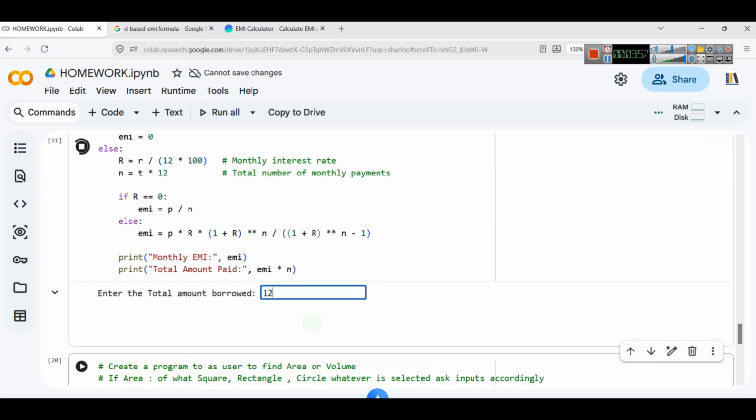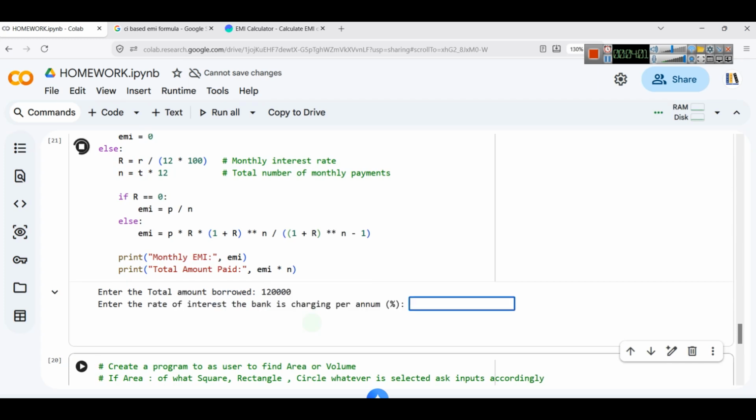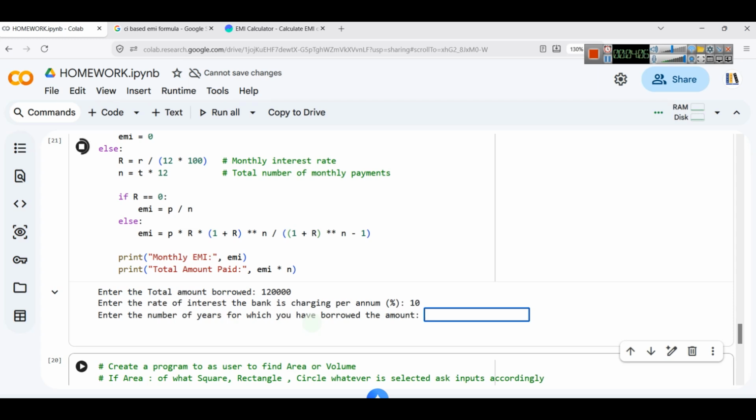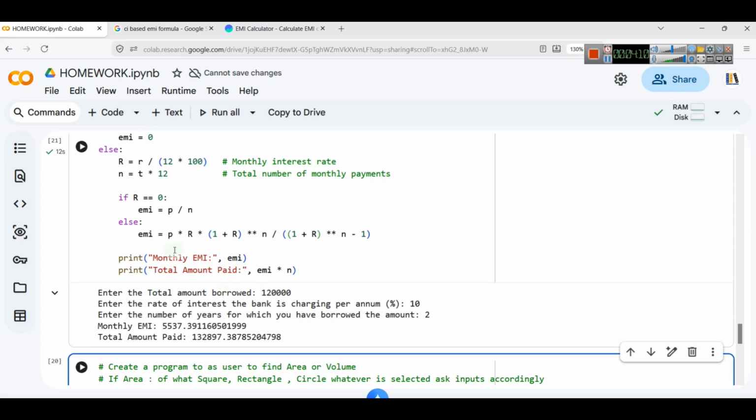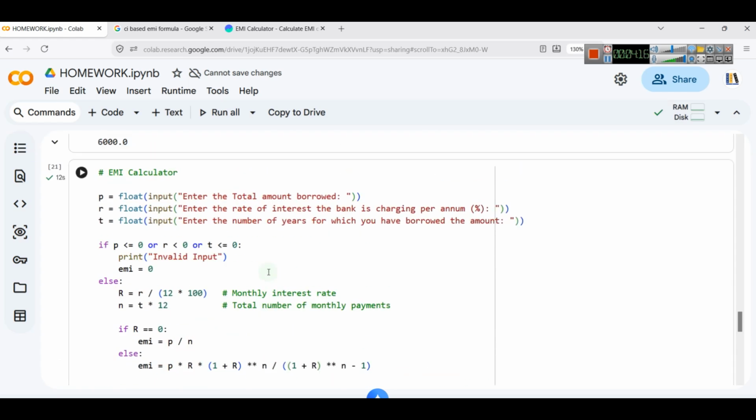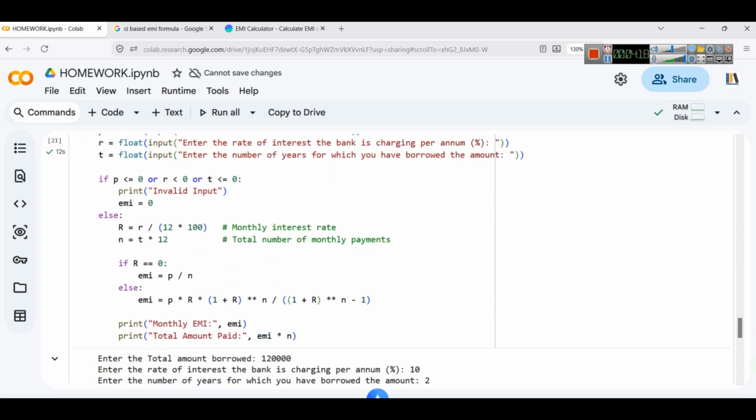If we say 1,20,000, let's say 10%, number of years, let's say we are taking for 2 years, so it will be 5537.39. Total amount paid will be this much. A simple EMI calculator formula.